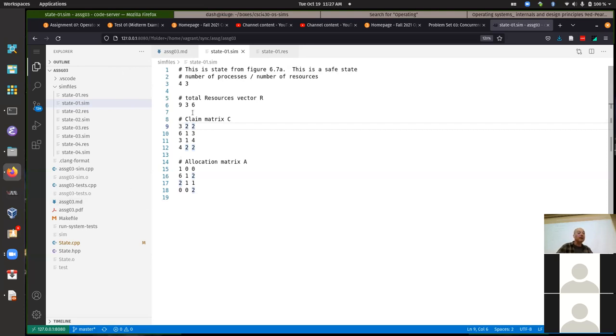Again, we don't give the available because we can derive that. For example, if we add up the current allocations for resource zero, the zeroth column here, there are nine currently allocated of resource zero. There are nine total, which means there are zero available. There are two allocated of resource one out of three total, so there is one available. And there are five allocated of resource two among six, and one available. Likewise for the need: the need is just the maximum claim minus the current allocation. So process zero needs two of resource zero, three minus one, and two of resource one and two of resource two.